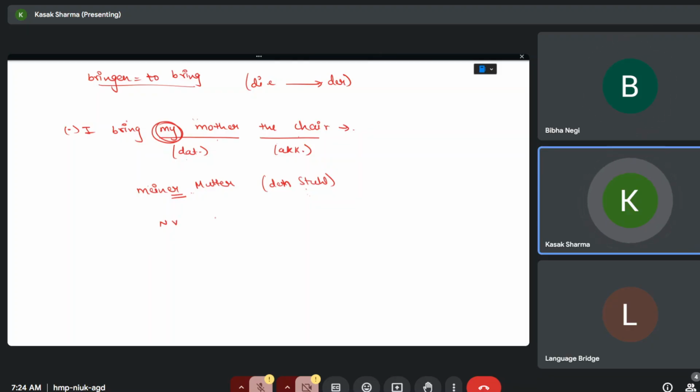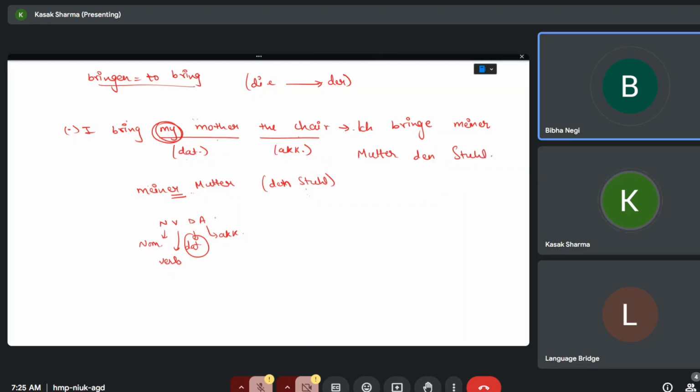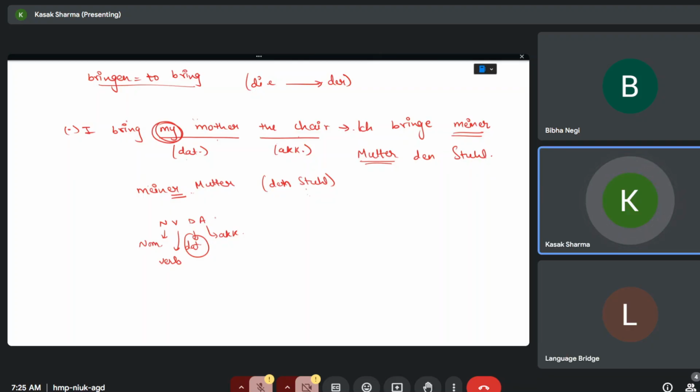Now coming to the placement of the dative object and accusative object. For this we follow NVDA. N is for nominative, V is for verb, the wechsel verb. Then we put the dative object, then the accusative one. So this sentence will be: Ich bringe, then the dative object, meiner Mutter, den Stuhl. Because Stuhl's original article is der, and in accusative it changes into den.